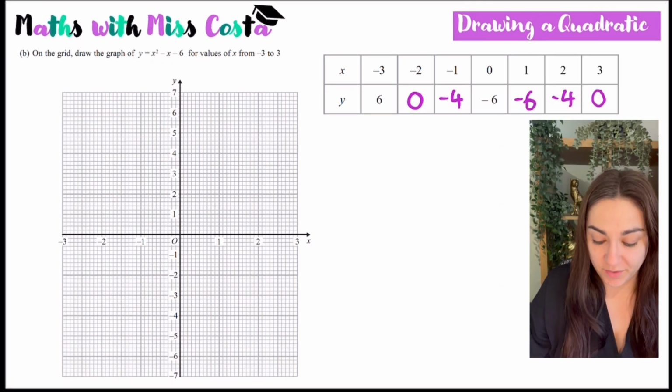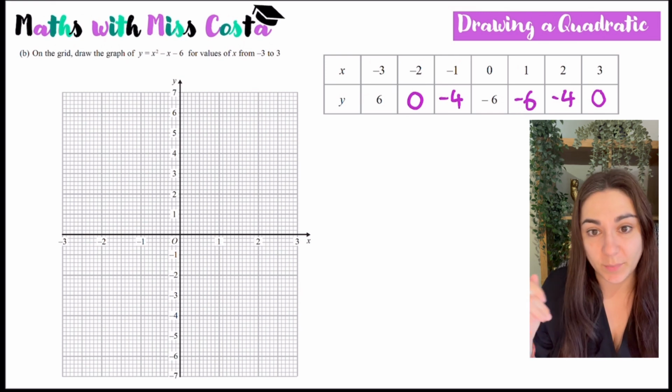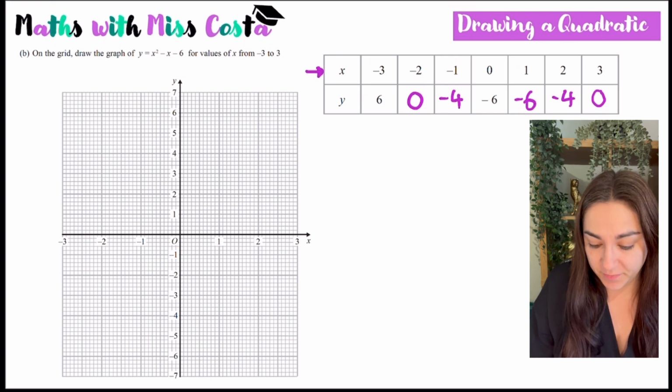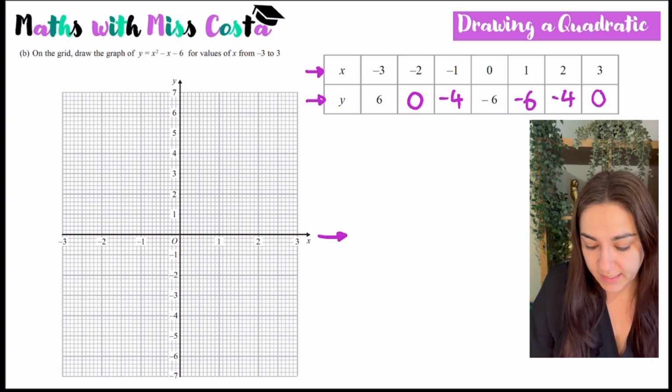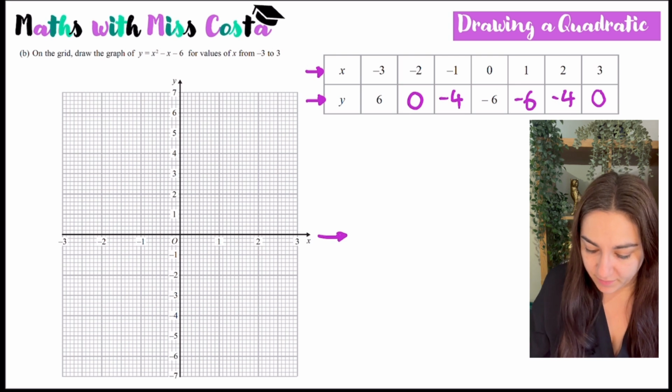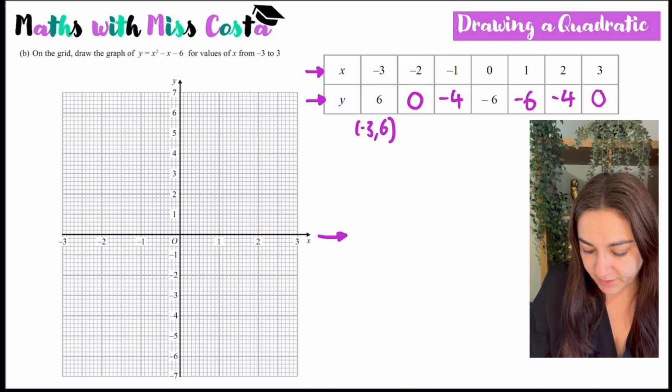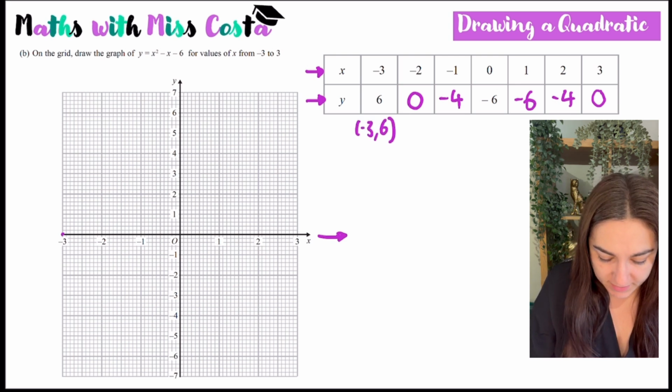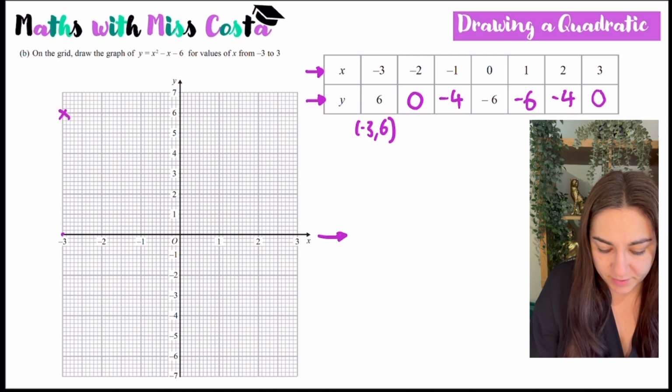Okay, so now that we know that it's a quadratic, all we do is we plot the coordinates. So the x coordinates go along the x-axis, we go along the corridor, and then we use the y-axis to go up the stairs or down. So first I've got minus 3, 6. So I go along to minus 3 and up to 6, and I put a little cross.